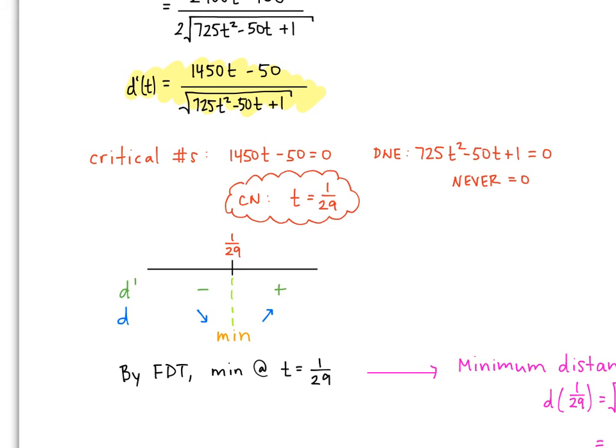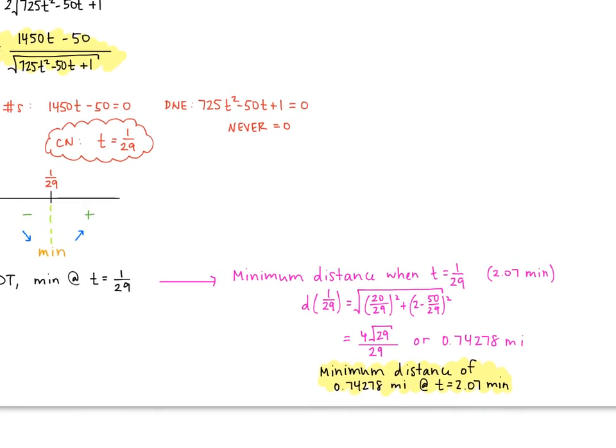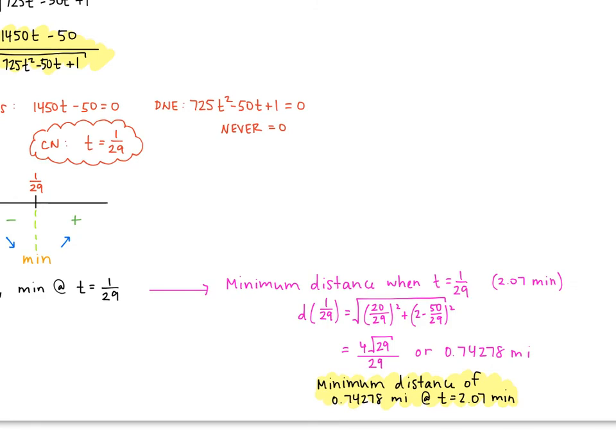So to find the minimum distance, now we need to do a little bit more work to finish up the problem. To minimize that distance, I know it's when t equals 1 over 29. So now I just need to plug that value for t into my distance equation that we found in that first step. What we'll end up with when it's all cleaned up is this exact value, but we don't talk about distance in terms of that. So we could plug that into our calculator and get the approximate mileage here. So the minimum distance is 0.74278 miles, and it occurs after t is 2.07 minutes.